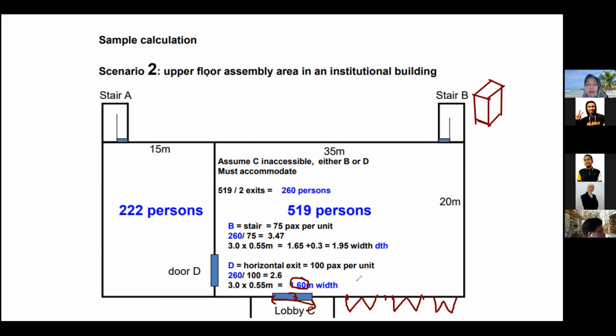Okay, macam tu. But the total A plus B plus C is 4 meters opening. This is sometimes why you need to design until 3 doors. Why 2 doors? Why 3 doors? So from this kind of calculation, yeah. Assume C inaccessible.